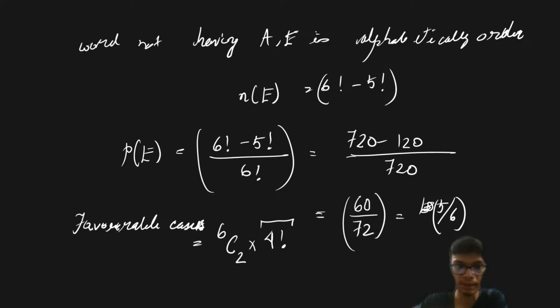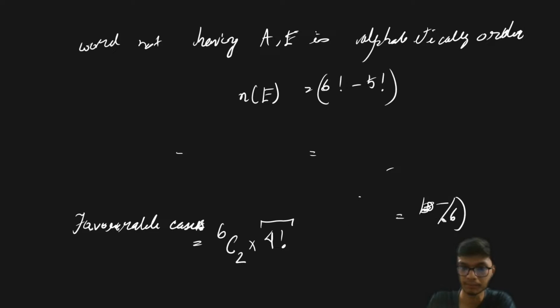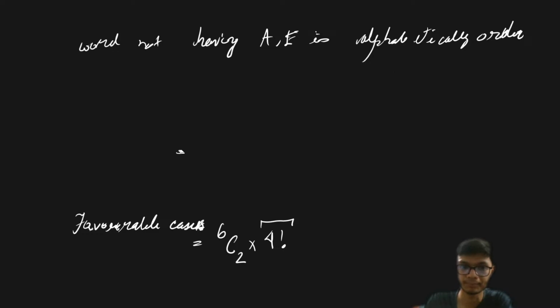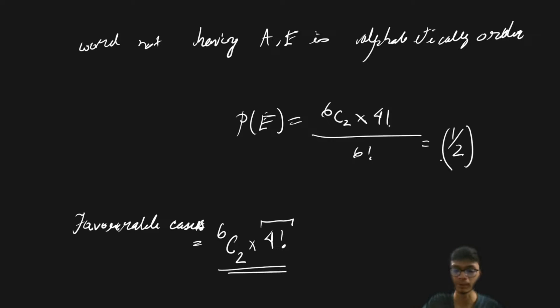Okay, so you can also try to solve this problem by this method, because you basically have to calculate when A and E are in order, right? Out of the 6 letters, there are 2 letters which do not have the internal arrangement, and the remaining 4 letters can be simply arranged in 4 factorial ways. So the probability from here will be simply given out as the favorable cases, that is 6C2 multiplied with 4 factorial divided by 6 factorial, which is basically going to be equal to 1/2, right? You can always check that up.